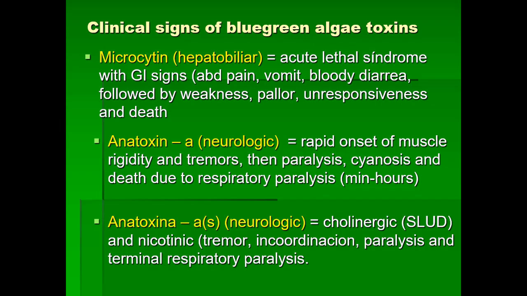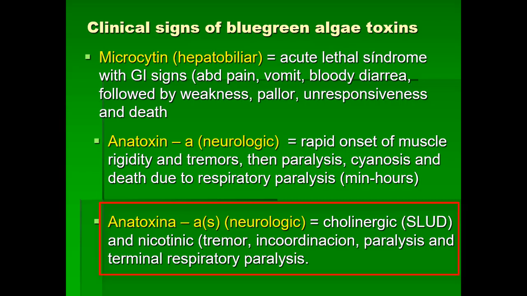The 2 other toxins listed here are called anatoxins because they are produced by Anabaena species, not microcystin ones. They are not hepatotoxins, but they are neurotoxins. The first one, anatoxin-a, is a nicotinic depolarizing alkaloid and produces a syndrome similar to succinylcholine overdose. There is a rapid onset of muscle rigidity and tremors, then paralysis, cyanosis, and death from respiratory paralysis. Anatoxin-a(S) is actually the only naturally occurring organophosphorus cholinesterase inhibitor. The S stands for salivation.